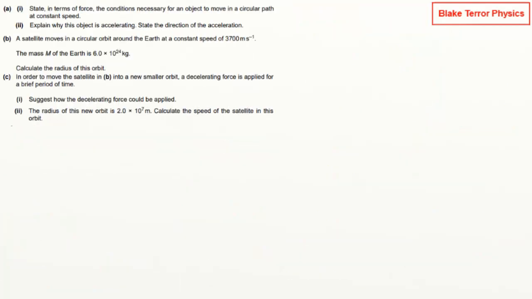Okay, next up, we're asked to state, in terms of force, the conditions necessary for an object to move in a circular path at a constant speed. So we need a resultant force. Always want to mention the resultant bit. So a resultant force which is perpendicular to the direction of motion. So that's one thing we need. And then it's got to be towards the center of the circle.